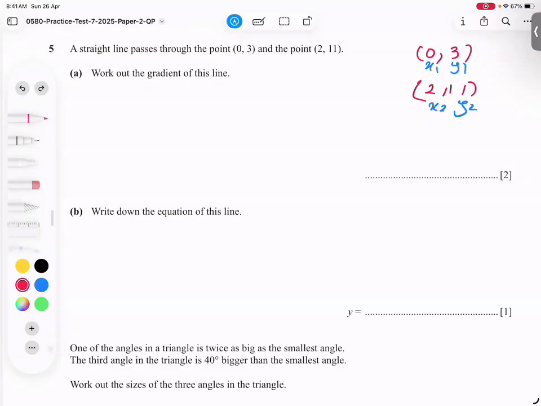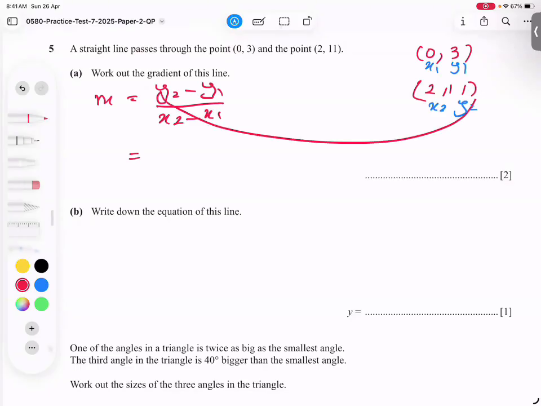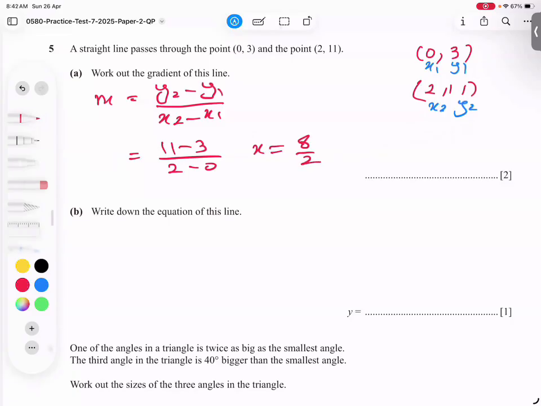What is the gradient formula? The formula is very clear: m equals y2 minus y1 over x2 minus x1. So I'm applying it. y2 is 11, y1 is 3, so I'm writing 11 minus 3. x2 is 2 and x1 is 0, so I'm writing 2 minus 0. Finally I'm getting 8 over 2. Sorry, this is m, not x. So the gradient becomes 4.